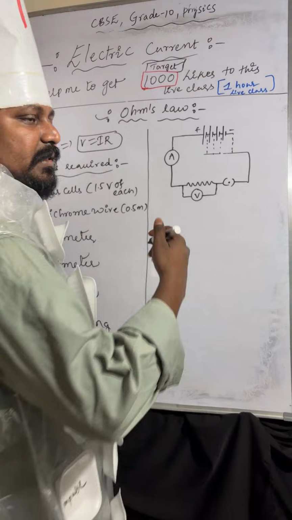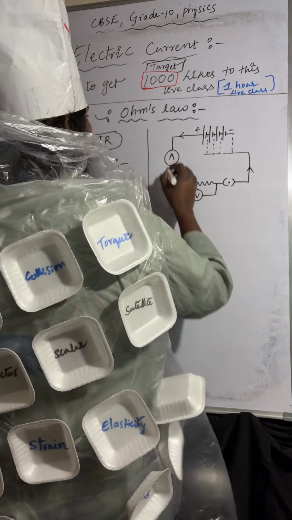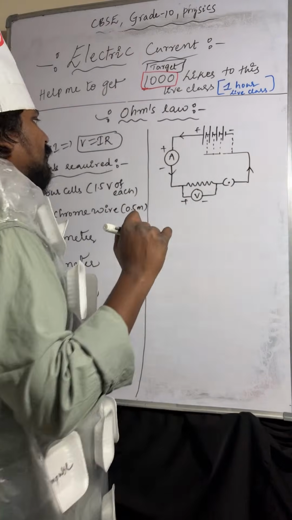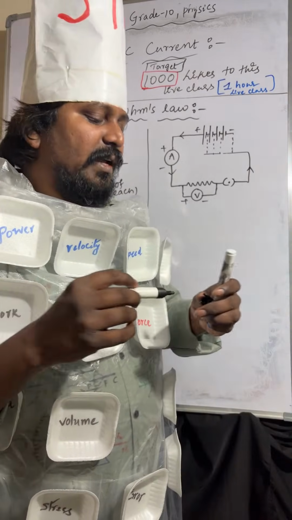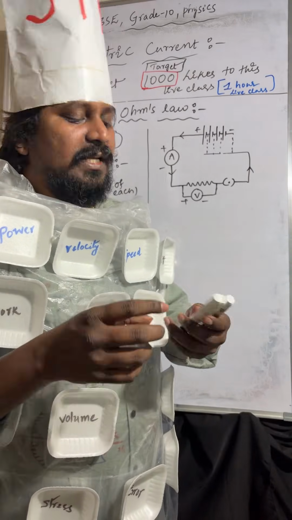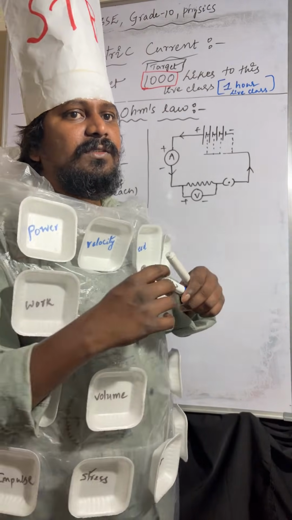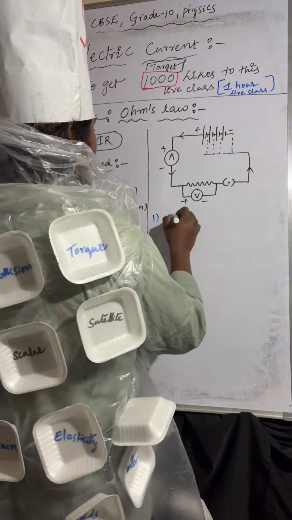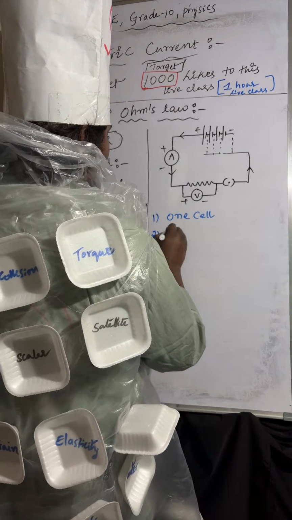Okay, current is passing like this. This is a nichrome wire, 0.5 meter length. We have 4 cells, 1.5 volts each. First, connect one cell and note down the reading of the ammeter and voltmeter.